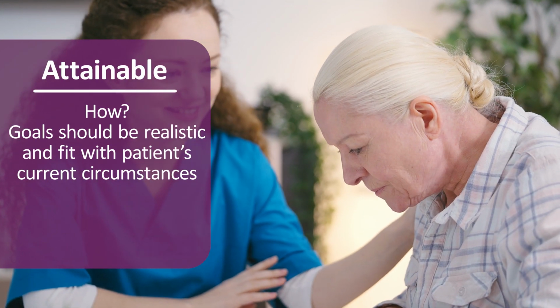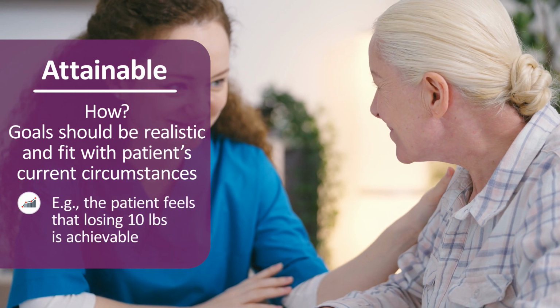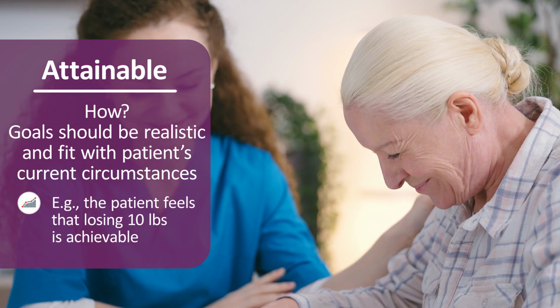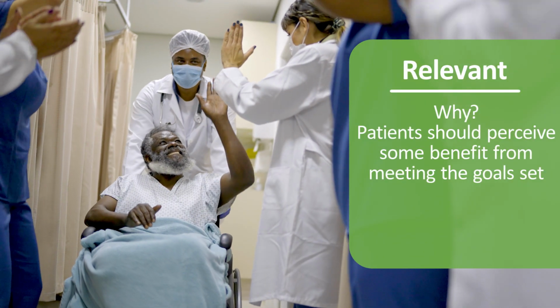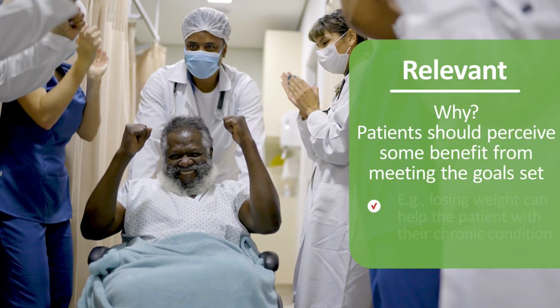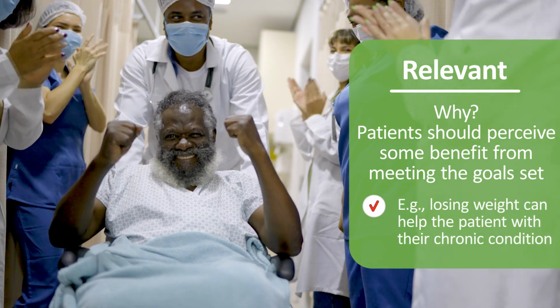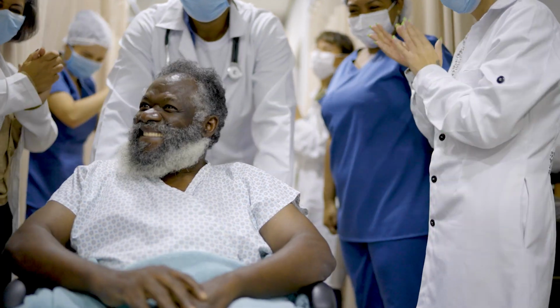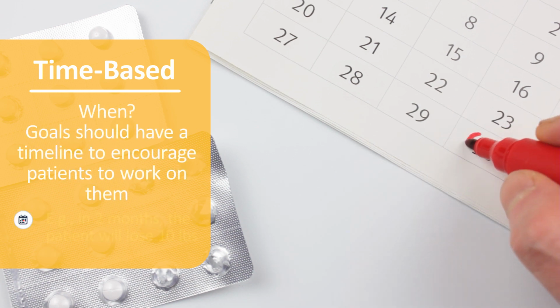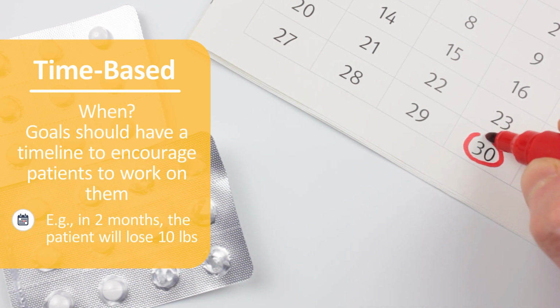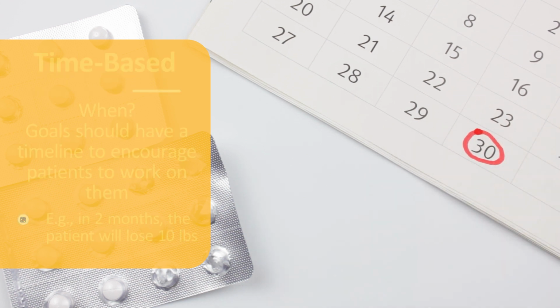Next, we have attainable. It needs to be a goal that the patient can actually achieve. We don't want to set our patients up for failure. In addition to the goal being attainable, it also needs to be relevant to what's going on with the patient. Losing weight is very relevant in them managing their health. Lastly, it needs to be time-based. It needs to be clear on when you can start this goal and when our end date is that we should have hopefully met that goal.